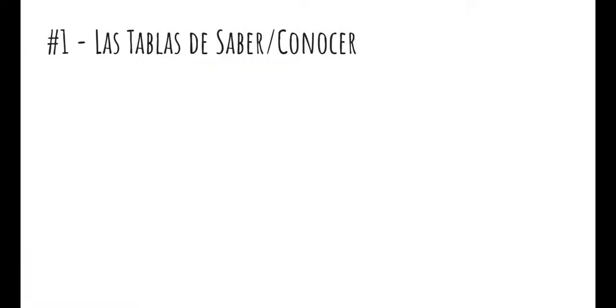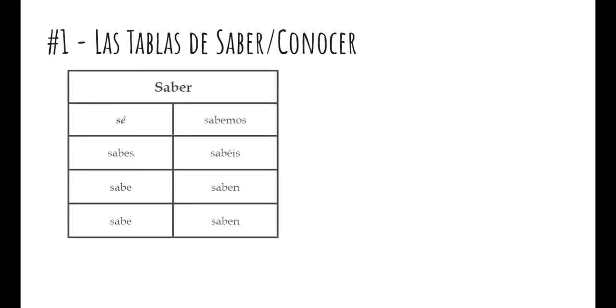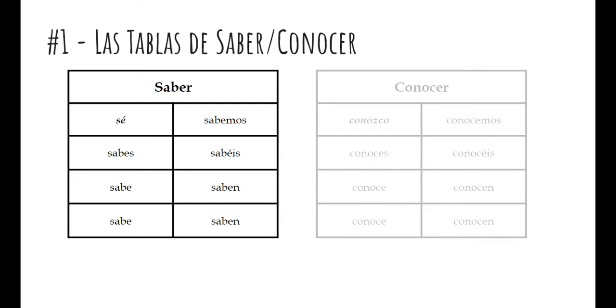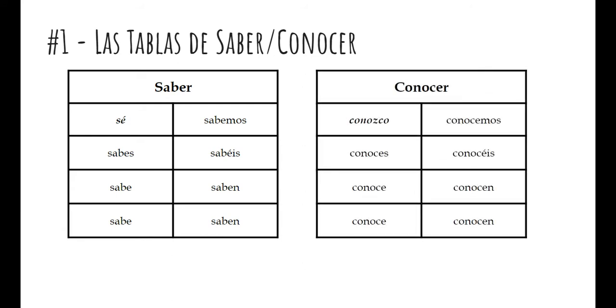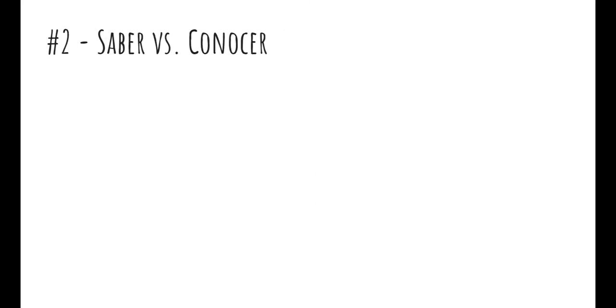All right, so first off, we're going to talk about Saber and Conocer, and we're going to look at the charts. They have irregular yo forms. Everything else is normal about them. So you'll see here the yo form for Saber is sé with an accent. And for conocer, the yo form is conozco, one of my favorite yo forms. Everything else about them, however, is normal.